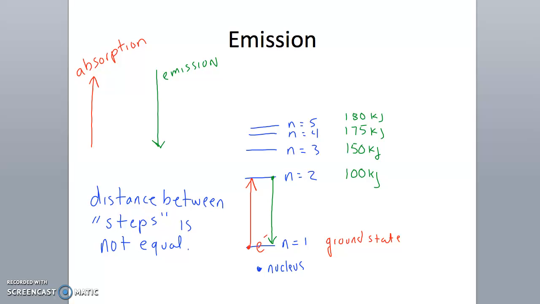Going from 2 to 3 would require only 50 kilojoules of energy, and I just completely made these numbers up just for illustrative purposes. But the big point here is that the steps are not equal, and you'll see that in the diagrams that are given in the text.